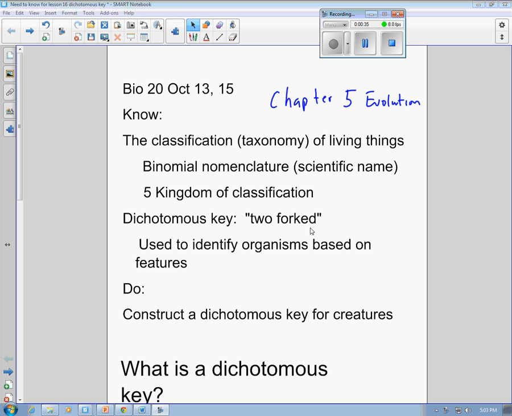which is a chart basically that can be used to identify the species names or the genus and species names of living things. If you think of dichotomous as two-forked, then you will have a good idea of how it works, because when you make these keys, they always rely on 2 different choices, 2 different features.